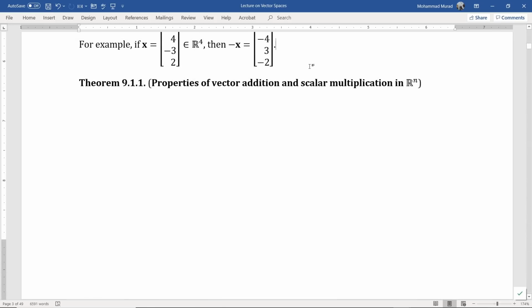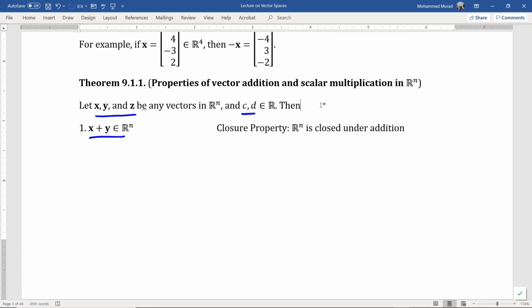Theorem: properties of vector addition and scalar multiplication in Rn. Let x, y, and z be any vectors in Rn, and c and d be real numbers. Then x plus y is also in the set Rn. This property is called the closure property. It means that the set Rn is closed under addition. If we take two vectors from the set Rn, their sum is also in Rn.